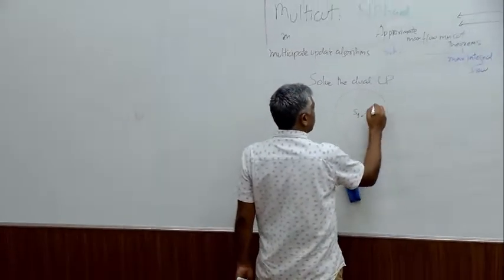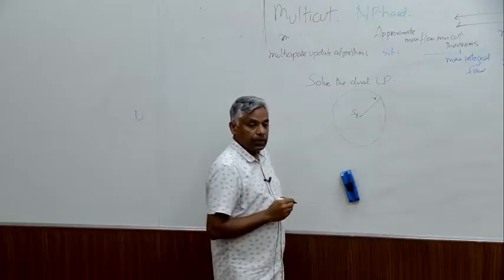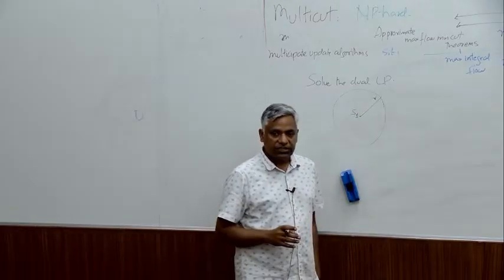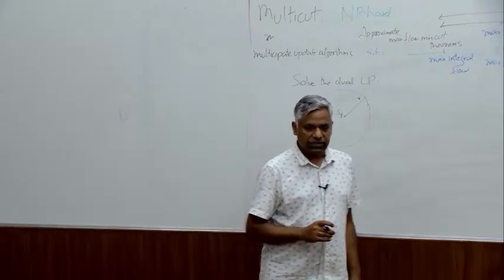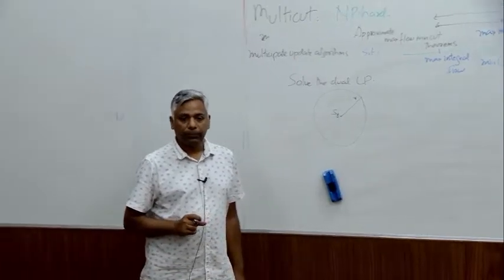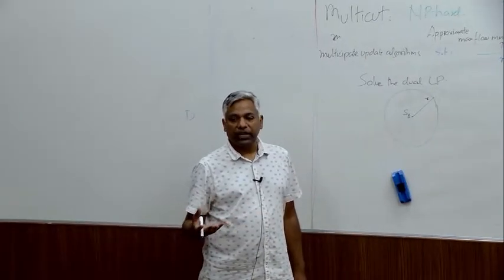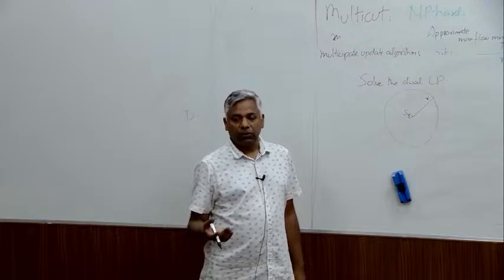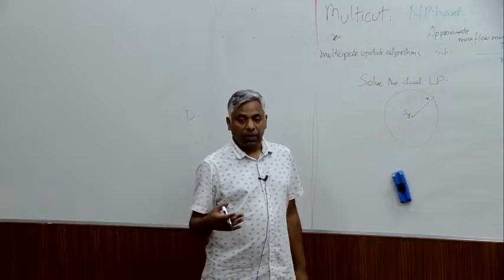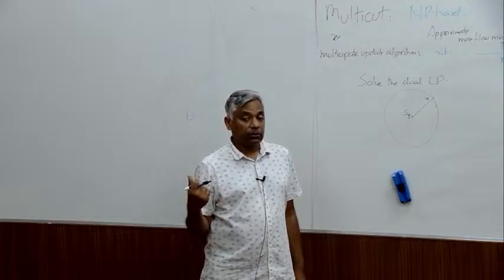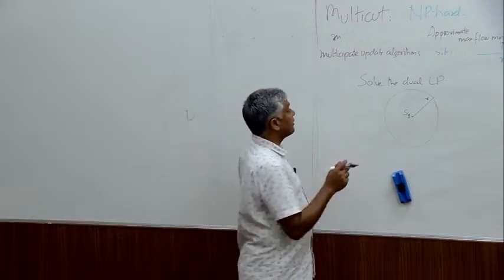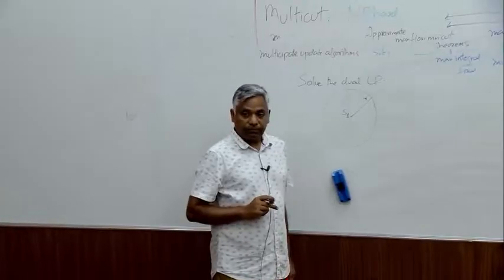Suppose this ball has a radius r. Then what are the vertices inside the ball? What do you think should be the vertices inside this ball? All those which are at a distance of less than r from S1. And how are distances computed? Using the length function that is coming from here.